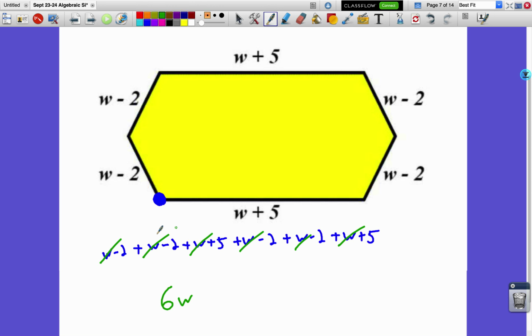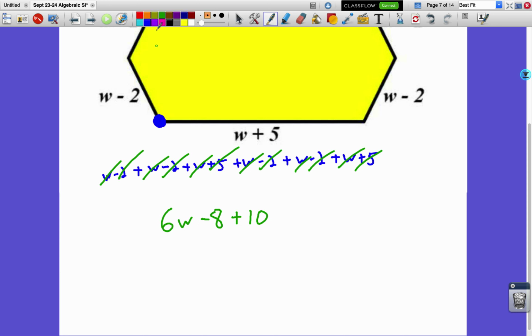Well, here, how about I'll combine all the negative 2's, and that's going to be a negative 8. And the 5's, the 2 5's, those will become a 10. So I'll do this with one more step to make it a little bit more clear where these numbers are coming from. Now this becomes 6w plus 2 units. Again, it's a perimeter, so we've got to say units. All right, and isn't that a whole lot simpler than this very long expression here?